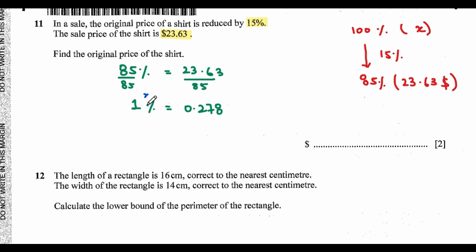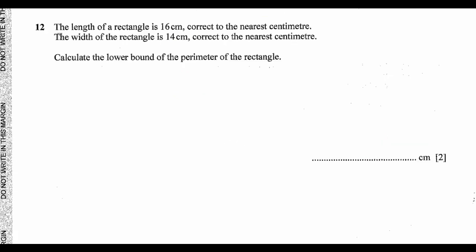Now out of this 1% I can get 100% by multiplying both sides by 100. So 100% is equal to $27.8. So the original price of the shirt is $27.8.